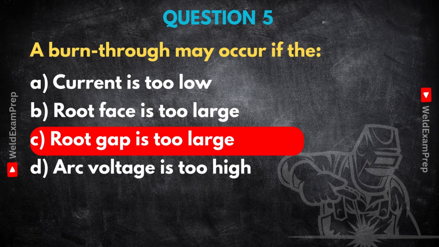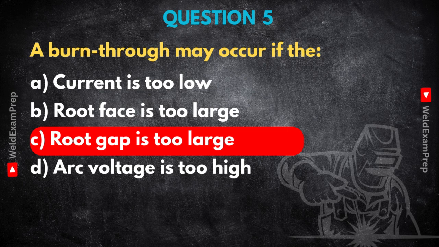Now look at the other options. Low current, that causes lack of penetration. Right. Large root face, B, again, lack of penetration usually. The arc can't get through the thickness. High arc voltage, well, voltage affects arc length and width. Very high voltage can increase heat input overall, potentially leading to excessive penetration or undercut. But it's not the primary direct cause of the pool physically falling through due to lack of support. That's the gap. So fundamentally, it's about that balance, having enough material there to contain the heat you're applying. Too much gap, and you're essentially welding on thin air, and gravity wins.